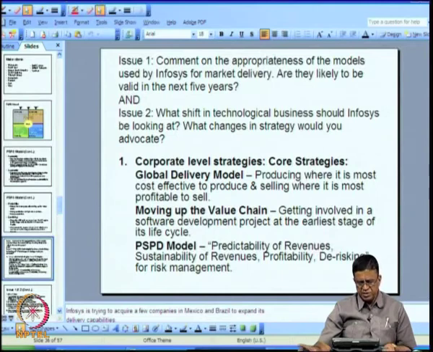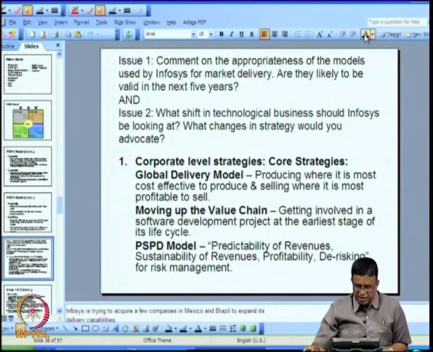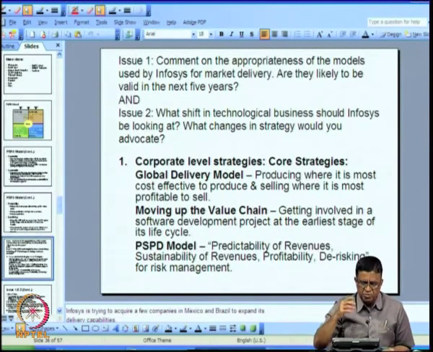Then the questions which are asked in the case with respect to the appropriateness of the models. If you really see, after making all this, you answer the questions. So, this is the way you should address the issues. You have got full information, and with this full information at your command, you are in a better position to answer the issues that are listed in the case.